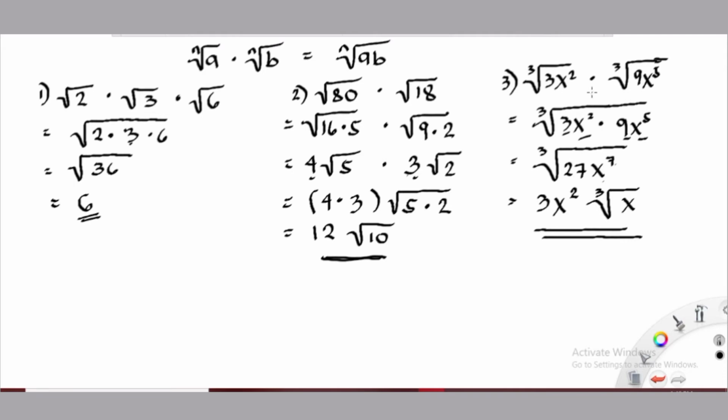So, that is how we multiply radical expressions with the same index but different radicands. Okay? Now, paano naman tayo mag-multiply if involved naman ang binomials? So, in multiplying binomials involving radicals, we may use distributive property, FOIL method, or special product. Alright? Let's have examples.